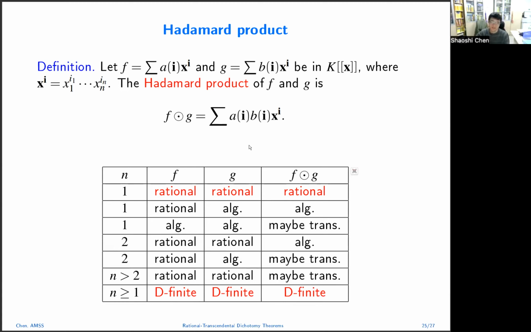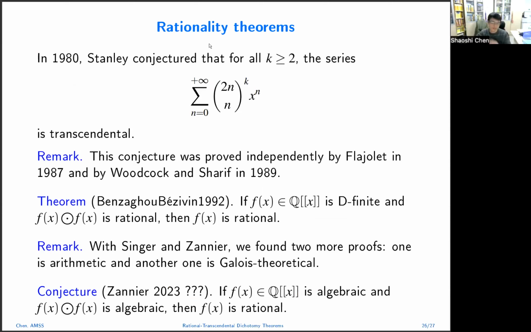But there's a funny conjecture, which is also our starting point, to try to understand more about this rational-algebraic-transcendental dichotomy phenomenon for the Hadamard product. It starts from a conjecture by Stanley in his paper about D-finite power series. We know that the generating function of binomial(2n, n) to the power k, when k is 1, is an algebraic power series. The conjecture is that if the exponent is greater than 2, it immediately becomes transcendental.